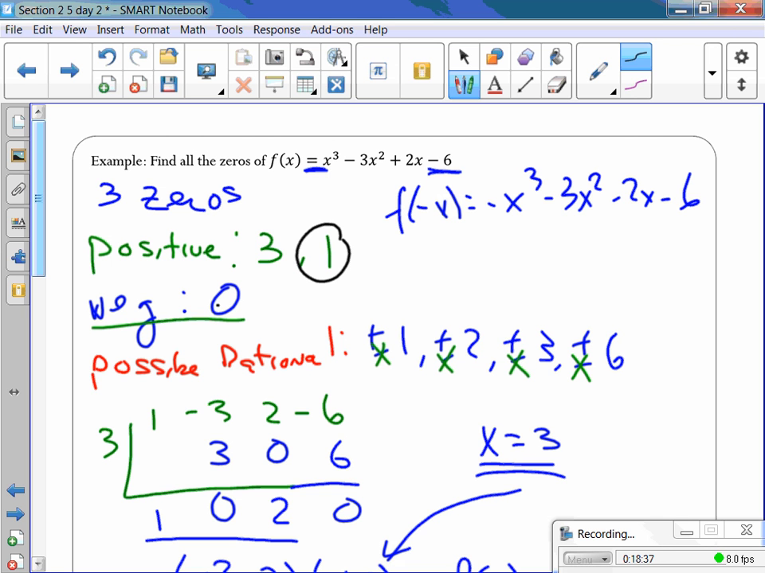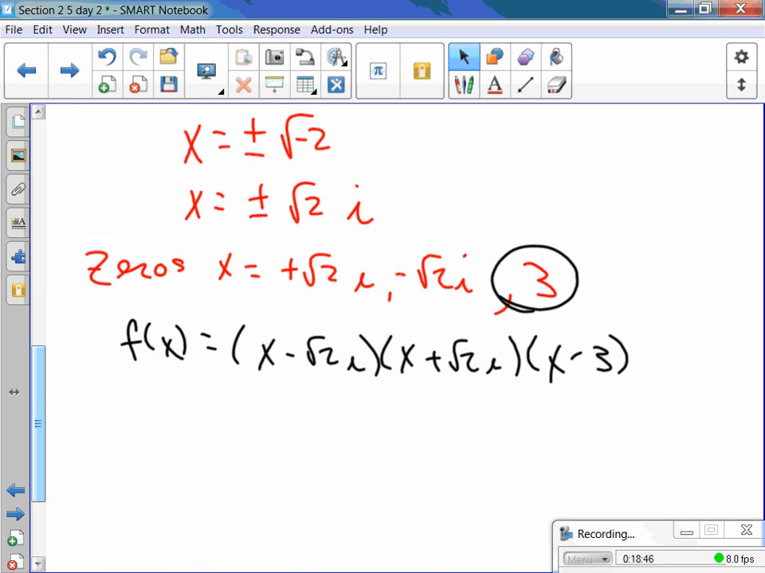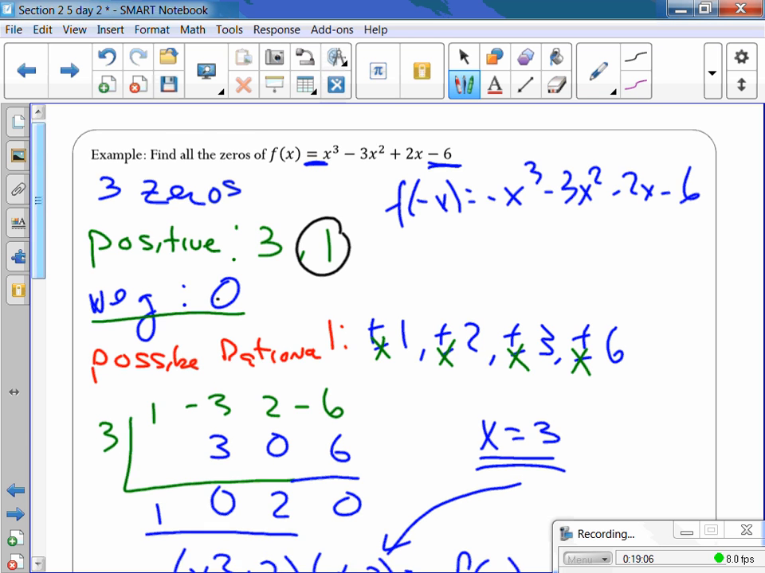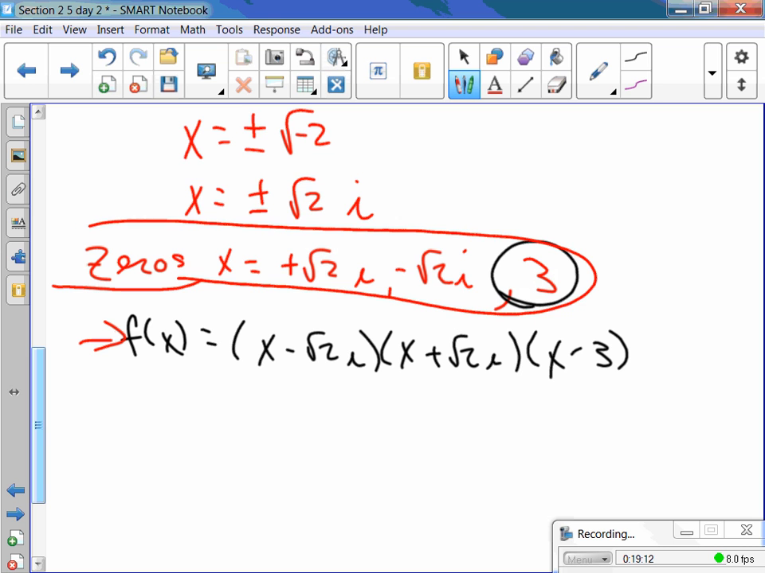So here we come up with our zeros of plus or minus root 2 times i, and 3, or in the factored form, x minus root 2i, x plus root 2i, and x minus 3. Well, if they ask you to factor the polynomial, or what is the factored form, that would be this one. If it said, as this problem did, find all the zeros, we're not looking for this, we're actually looking for this answer right here. Express them all. Not too bad, right?